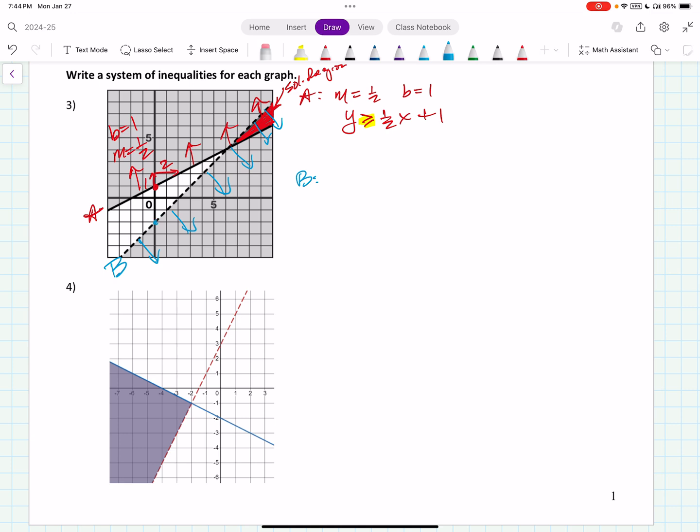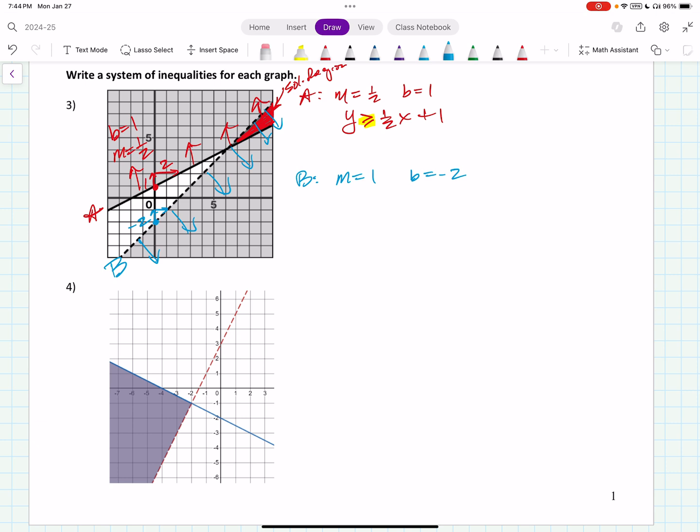So I have a y-intercept of -2. What's the slope? It goes up 1, right 1. All right, so my slope is 1. My y-intercept is at -2. It's below the line though.